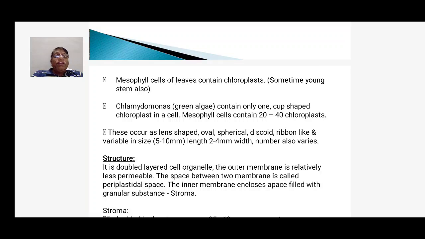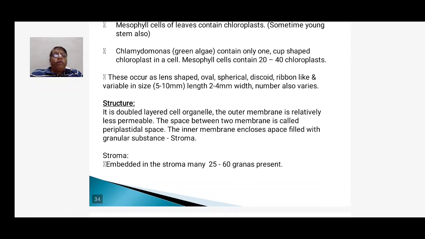Like this, the number, the size and the shape of the chloroplast varies in different plants. Okay. Now we shall study the structure of chloroplast under the electron microscope. The chloroplast is a double-layered membranous cell organelle like mitochondria.